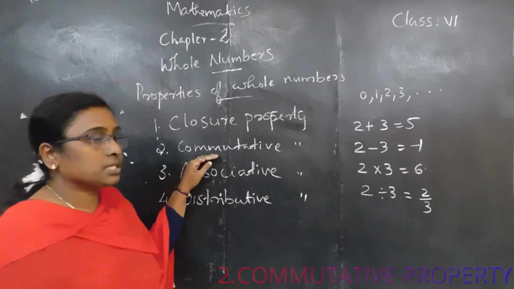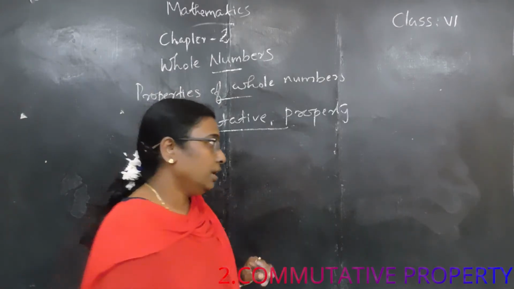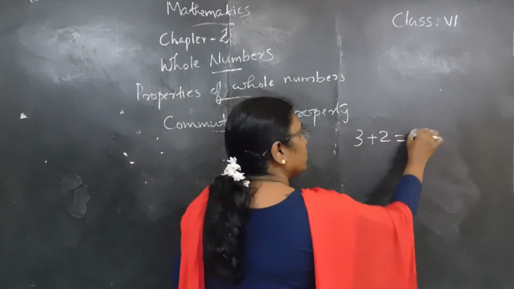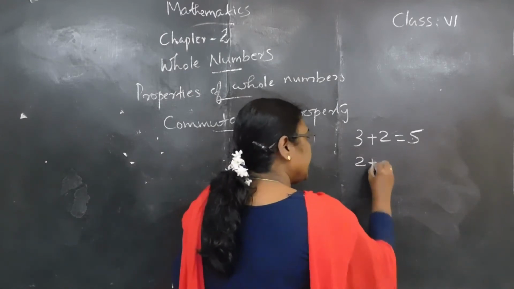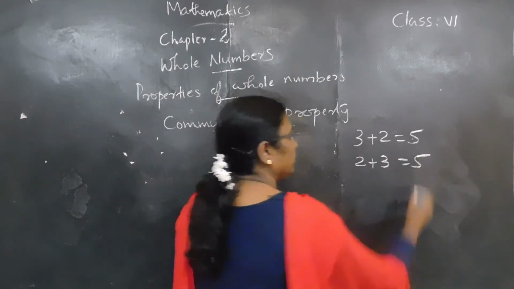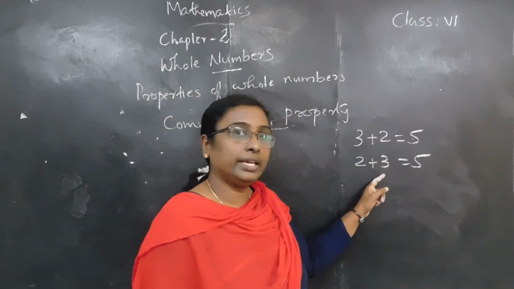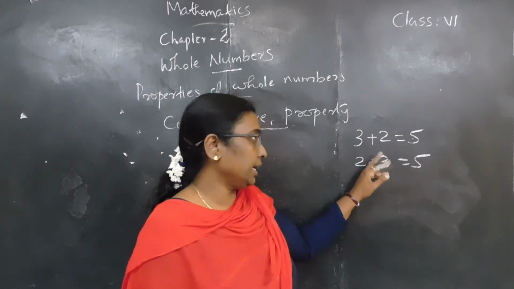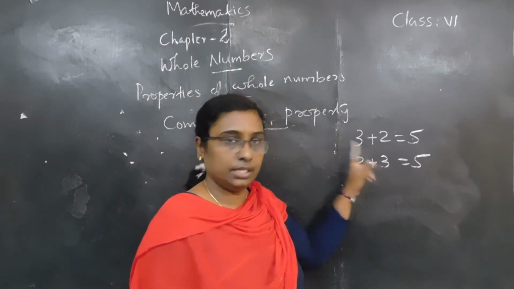Next property is commutative property. Commutative property for addition. Consider two whole numbers 3 and 2. 3 plus 2 equal to 5. Then what is 2 plus 3, which is also 5. That is, we can add two whole numbers in any order. The result is the same. Thus we can say that the whole numbers are commutative over addition.